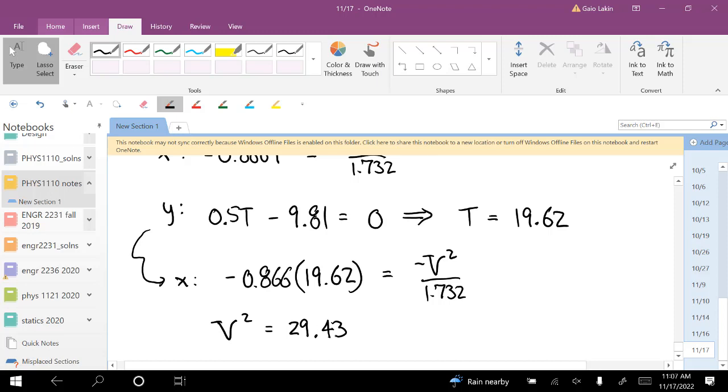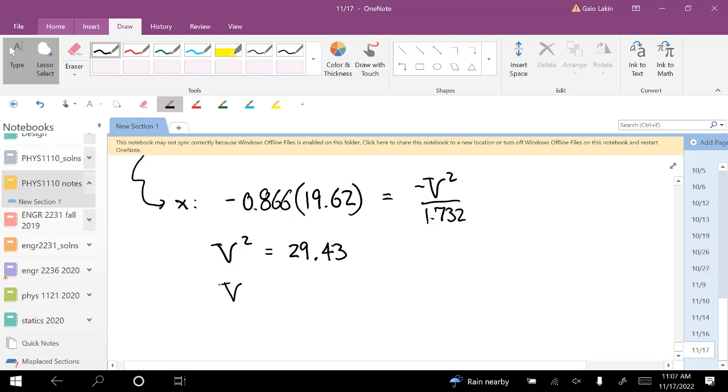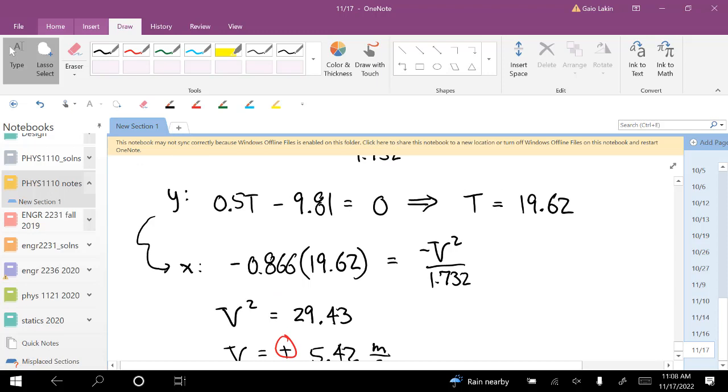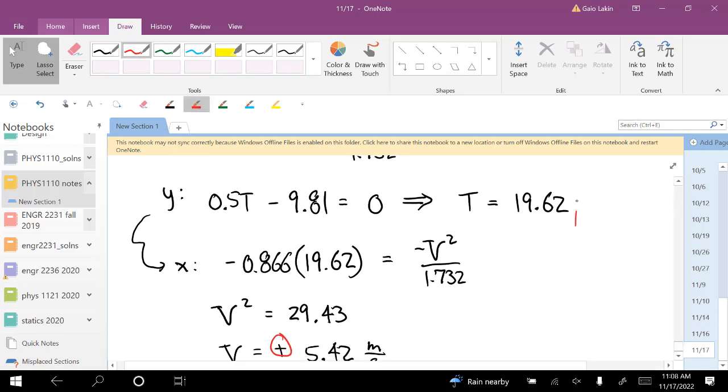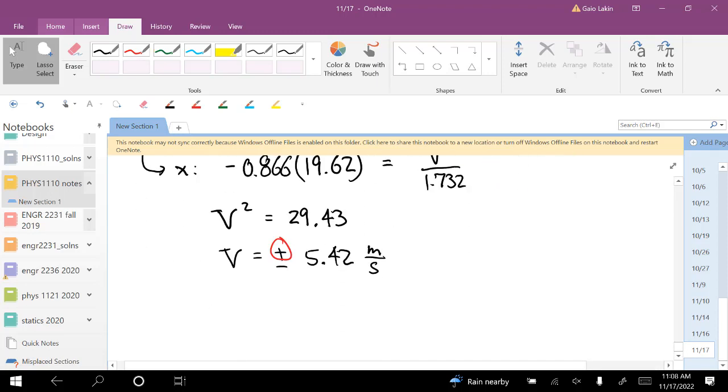Take the square root. And you get v is plus or minus 5.42 meters per second. Take the positive one because it's speed. Okay, so this is the tension in the cable, and this is the speed. Okay, nobody wants to do the second part of this, so let's just talk about it instead, okay?